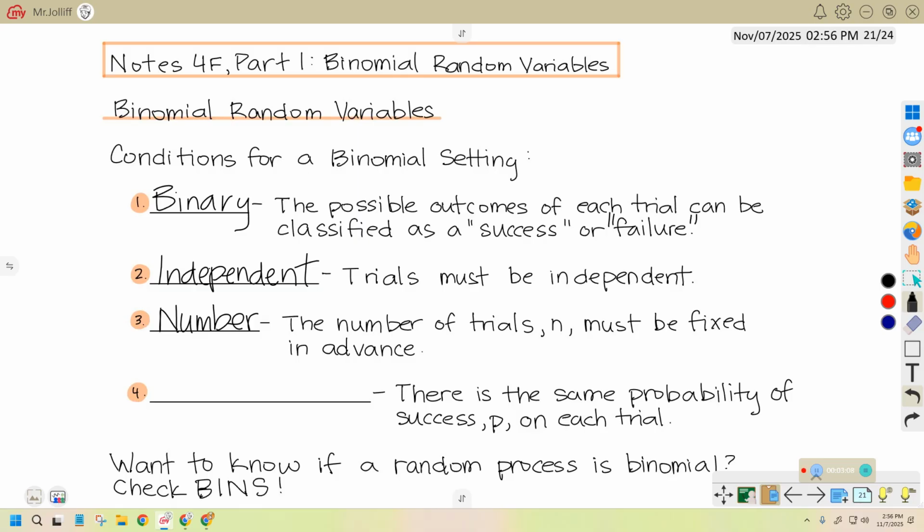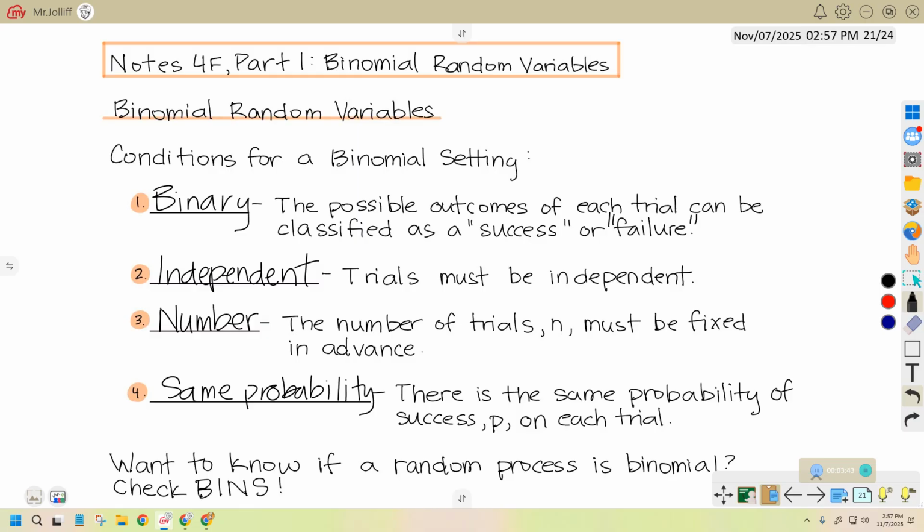And the last is the same probability condition. Meaning that the probability of success is the same for every trial of the process. Each time I flip the coin, I have a 50% chance of flipping heads. Every time I roll a pair of dice, I have a 1 in 6 chance of rolling doubles. The probability of success is the same every time I do the thing.